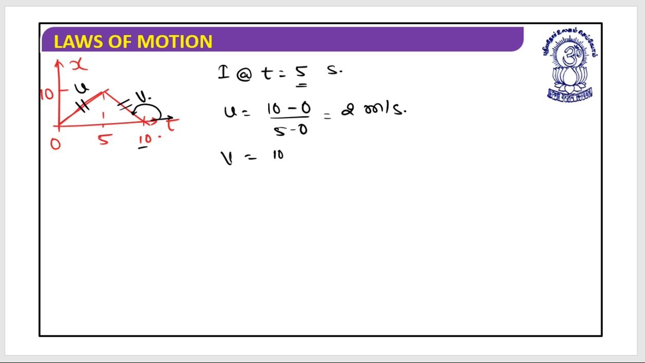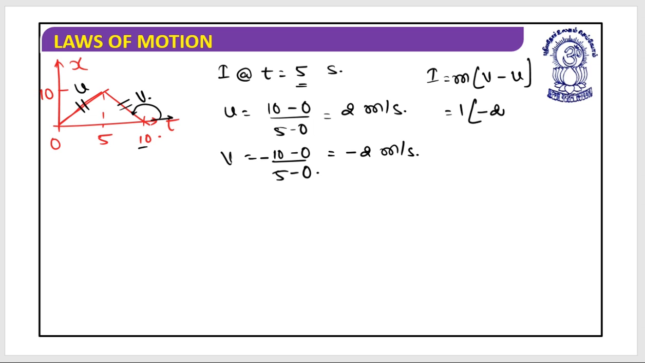Yes, so let's first calculate the magnitude. It's 10 minus 0 divided by 5 minus 0, but it is negative, so this would equal minus 2 meter per second. And my impulse can be written as m multiplied by (v minus u). So this is 1, final velocity is minus 2, initial velocity is 2, but here it is minus, so this is minus. That should equal minus 4 kg meter per second. I hope these things are clear. This is the second numerical.